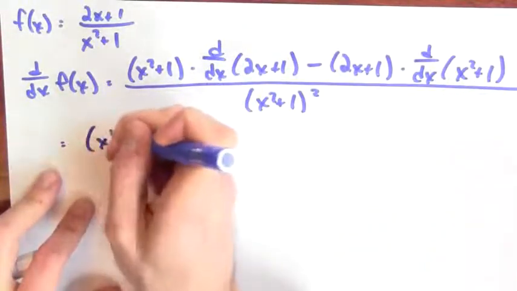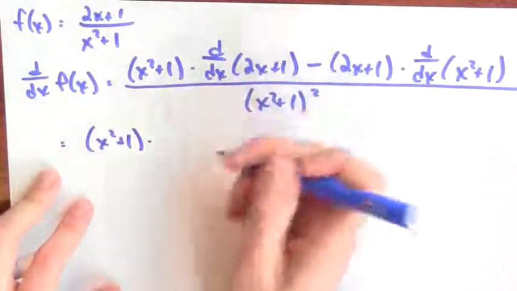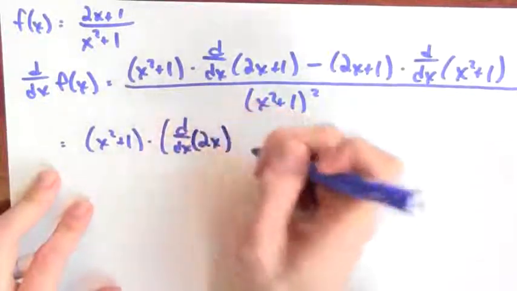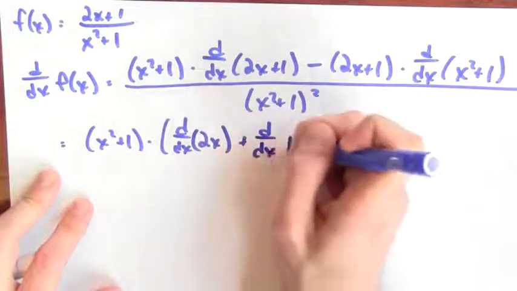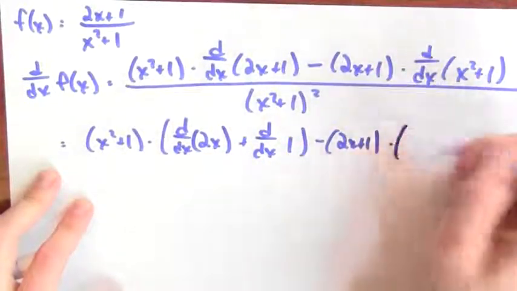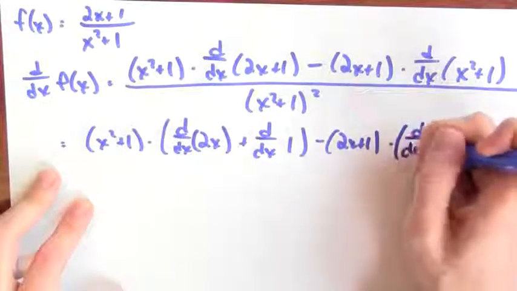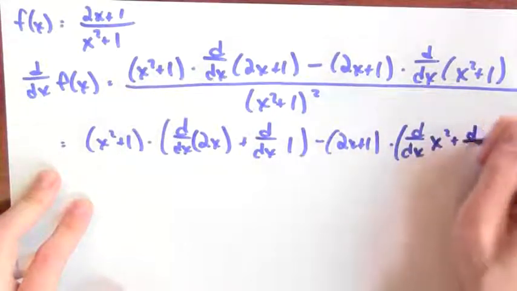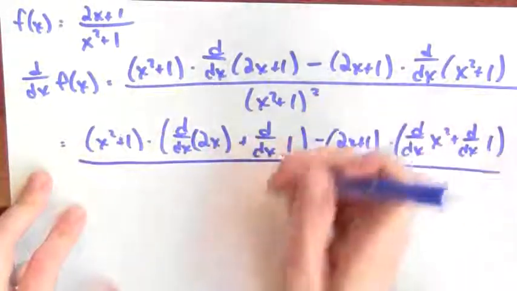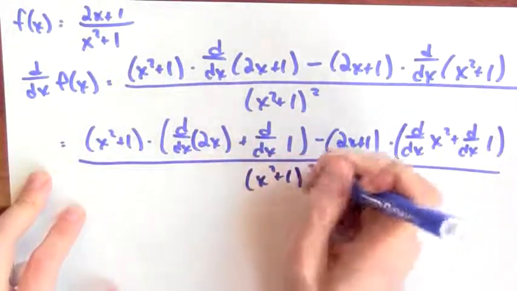Now I've calculated the derivative of this quotient in terms of the derivatives of the numerator and denominator. So we can simplify this further. x squared plus 1 times the derivative of this sum, which is the sum of the derivatives. It's the derivative of 2x plus the derivative of 1, minus 2x plus 1 times, and again the derivative of a sum, so the derivative of x squared with respect to x plus the derivative of 1. And it's all divided by the original denominator squared.